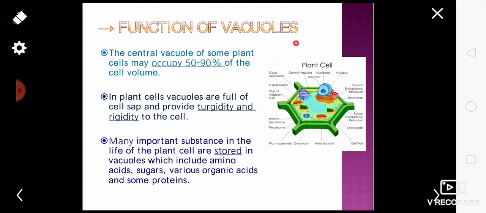Now let's see the functions of vacuole. I told you it occupies almost 50 to 90% of the cell. That's why it gives turgidity and rigidity to the plant cell. And many important substances are stored in vacuoles, which include amino acids, sugars, various organic acids and some proteins. So the main function of vacuoles is storage.